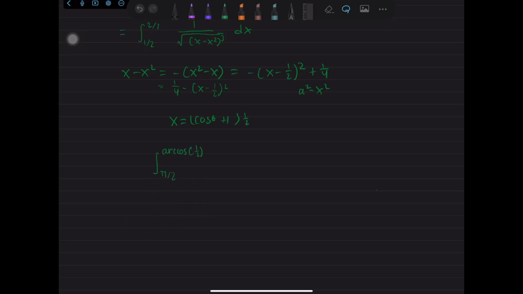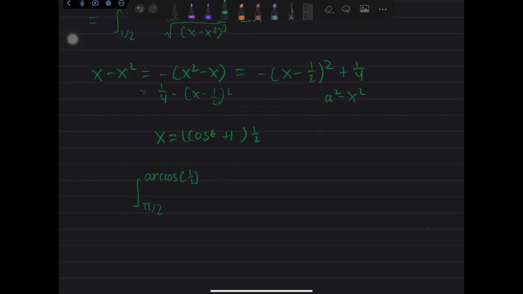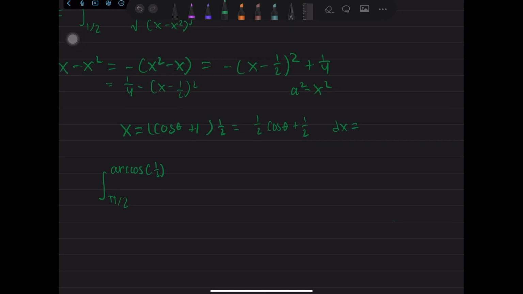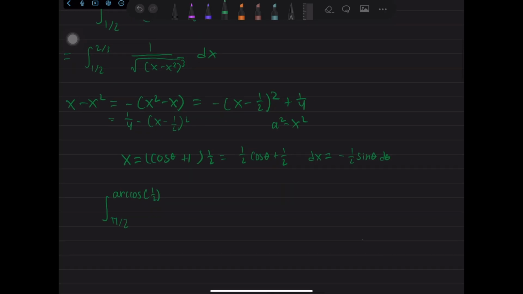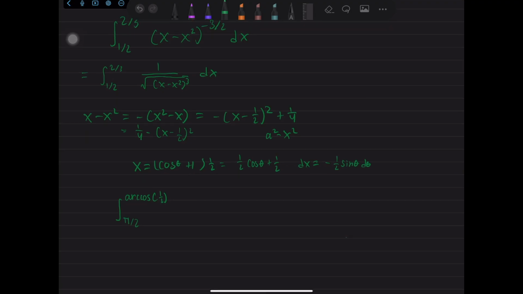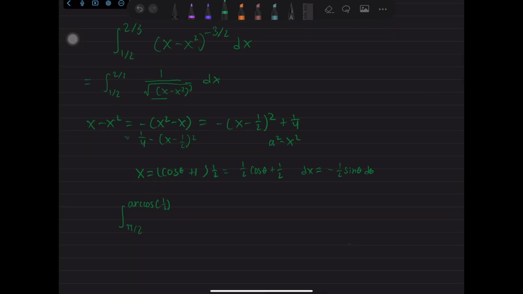And bring this up here. So now we have that x is equal to cosine of theta plus 1, times 1/2. So let's just rewrite this like this. It's 1 over 2. So our dx is going to be, the constant is 0, so we'll get negative 1 over 2 sine theta d theta. Okay, now let's plug in x equals 1/2 cosine of theta plus 1/2 into this right here, this part.